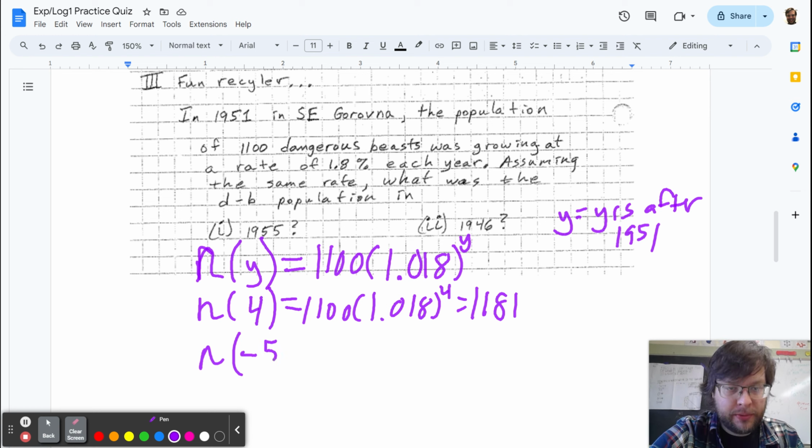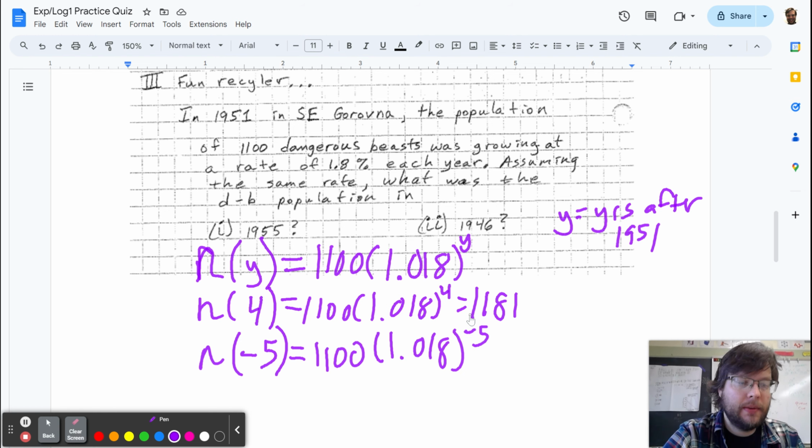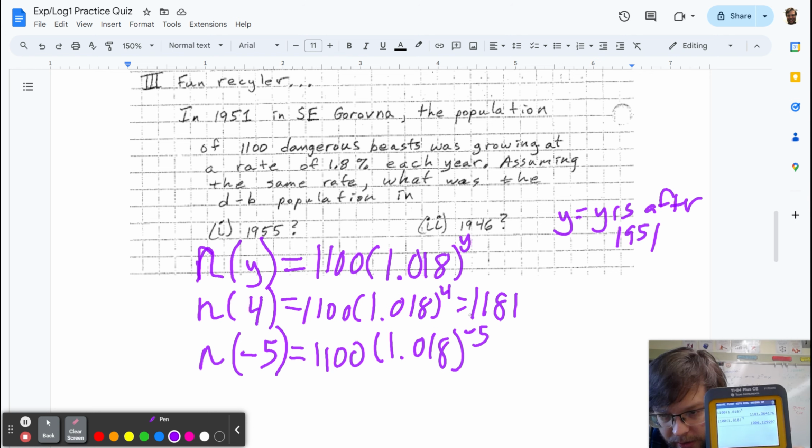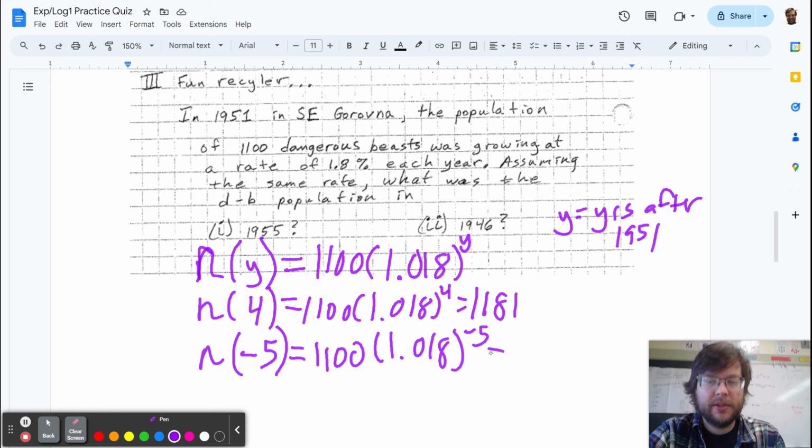1946 is 5 years before 1951. You just subtract them to get that -5. 1946 minus 1951. So I'm doing this and I'm raising it to the -5 power. So your calculator should look like I did there. And so that comes out to be about 1,006 dangerous beasts.